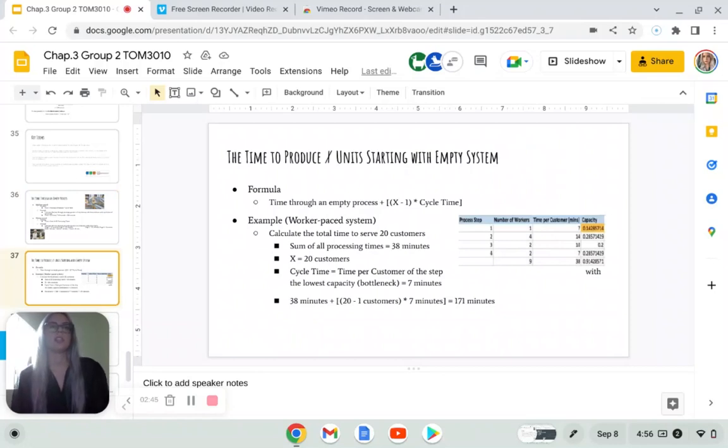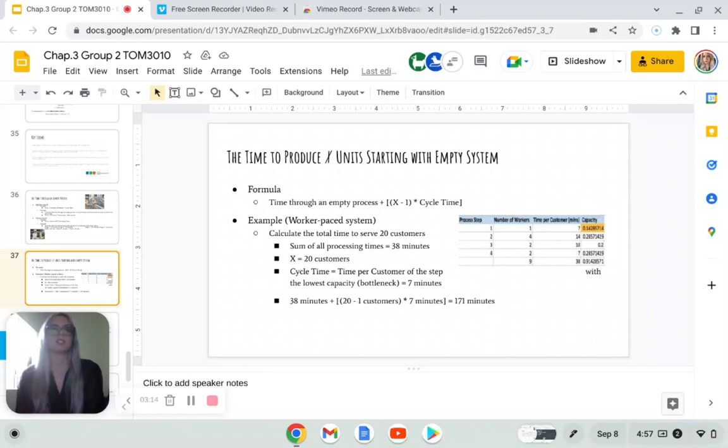So the final key term and formula we need to look at is making a quantity of units. So this would be x, using the variable x, starting in an empty system. The fact that the system begins empty is an important one because it changes the formula to find the total time quite significantly. I will start by showing you the formula and then going more in depth on each part of it.